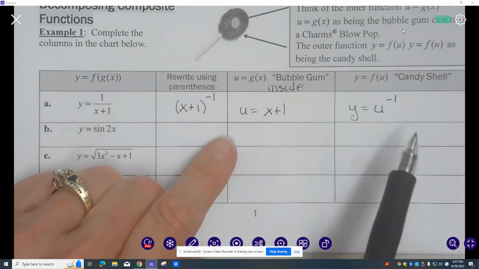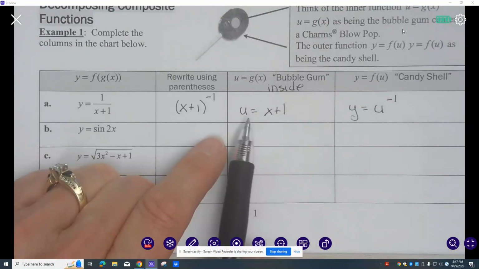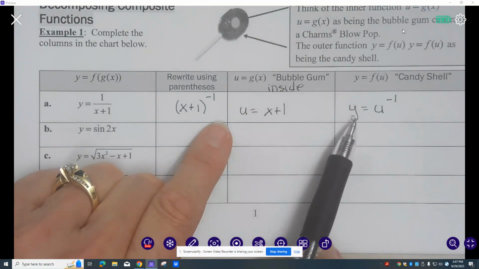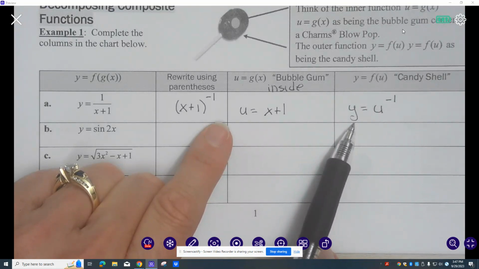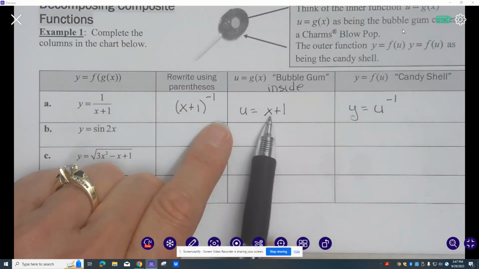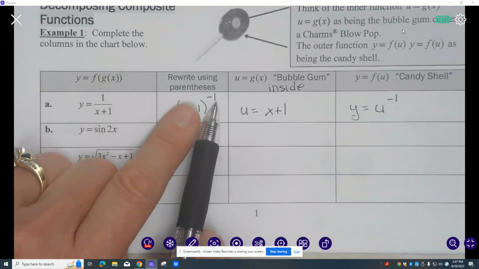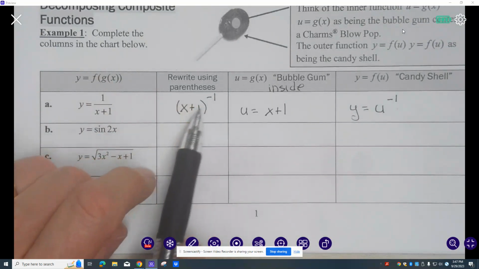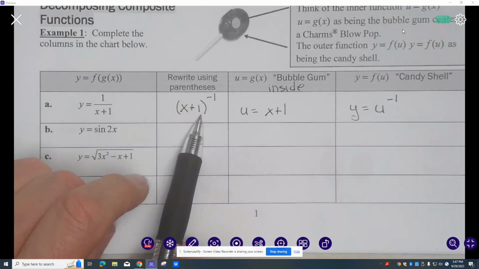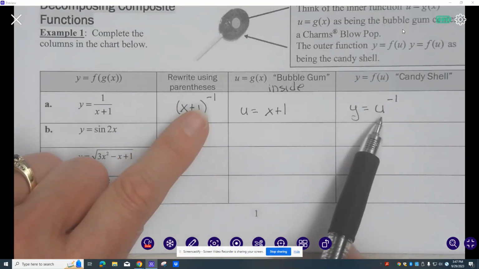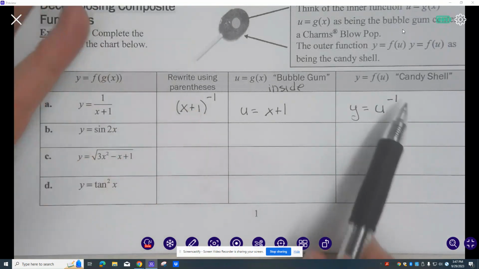So this is the process we're going to go through. We're going to find the inside. We're going to set it equal to u. And then we're going to find the outside, and we're going to say, oh, that's the inside to the negative 1. So the outside is something to the negative 1. The inside is x plus 1. You're going to call your inside u and your outside u something.